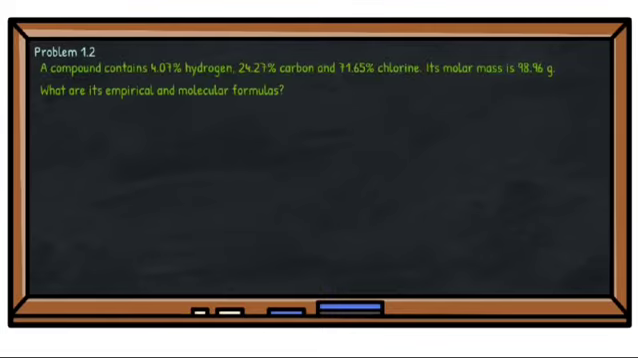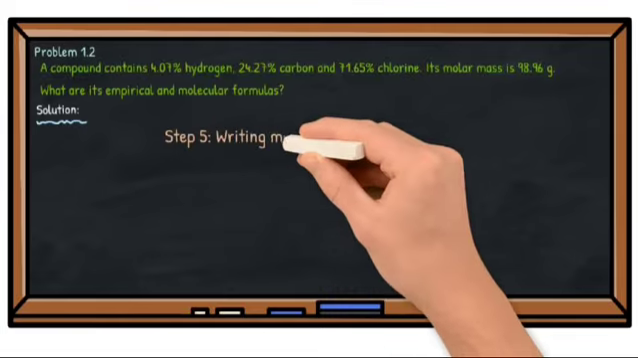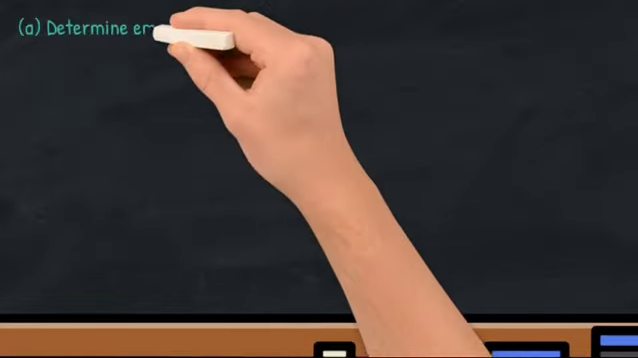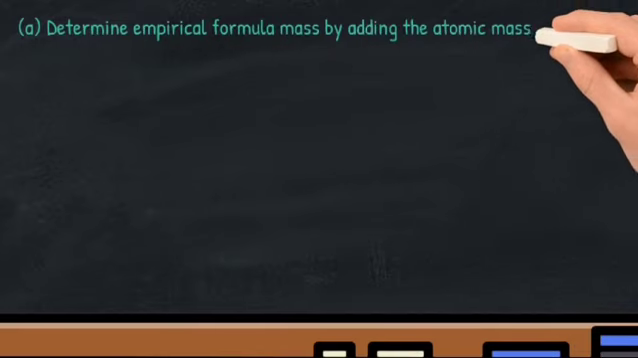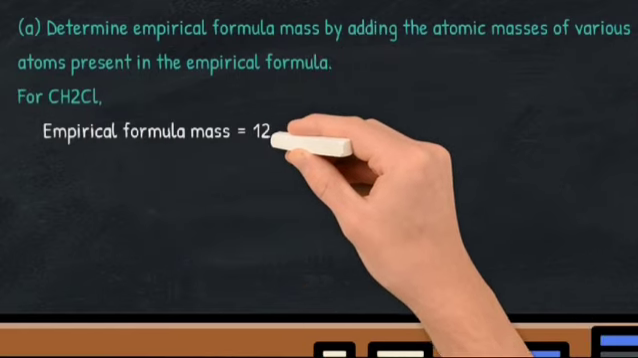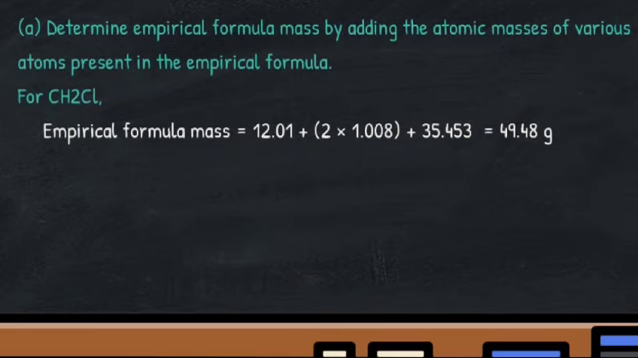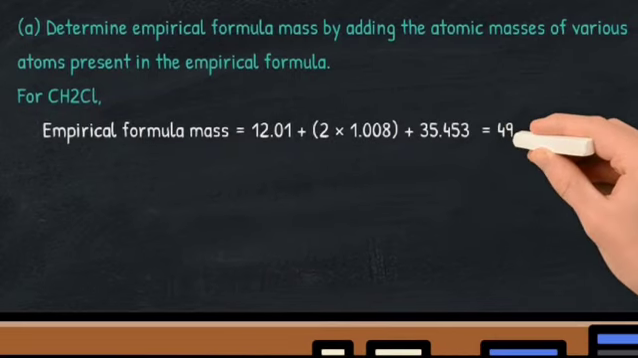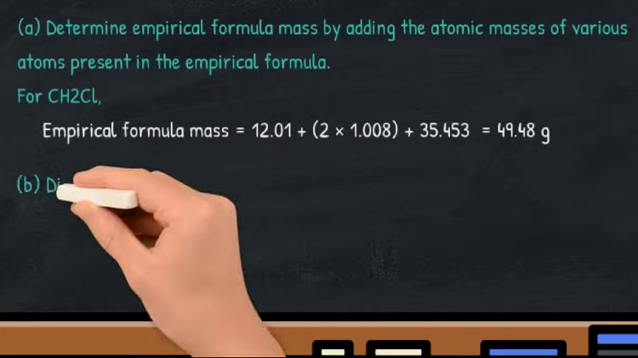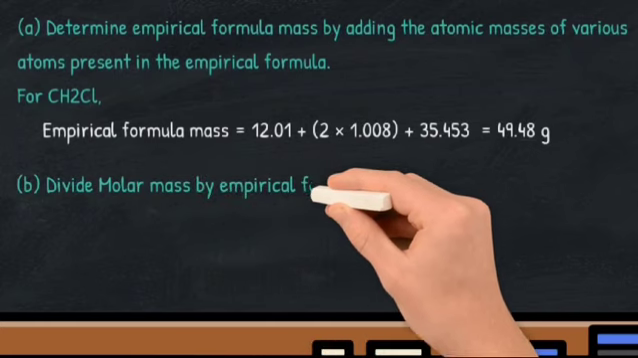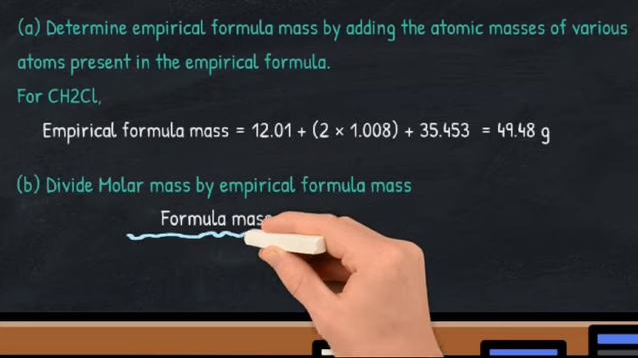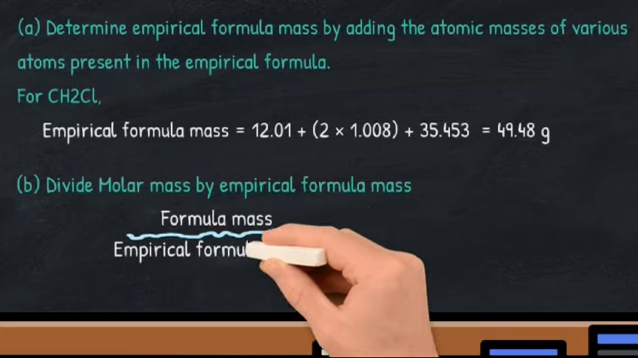Then we will calculate the molecular formula. For that, step 5, writing molecular formula. We will have 3 sub-steps here. First we will be determining the empirical formula mass by adding the atomic masses of various atoms present in the empirical formula. So various atoms present in the empirical formula are 1 carbon, 2 hydrogen and 1 Cl. So we will be writing the atomic mass of each element, that is 12.01 for 1 carbon, 2 into 1.008, that is for 2 hydrogen and 35.453 for chlorine. So we will be getting 49.48 grams.